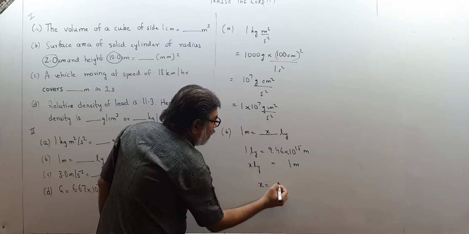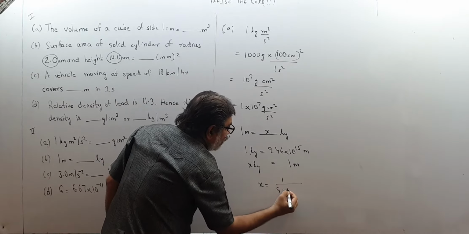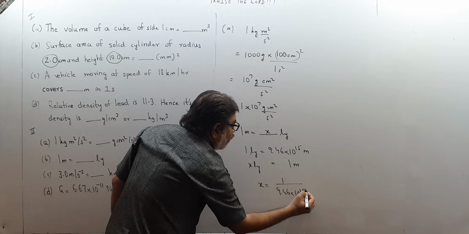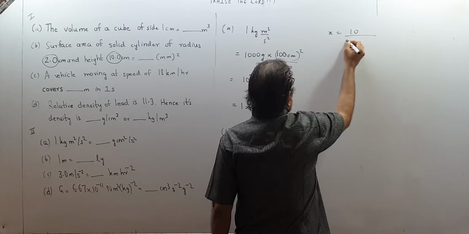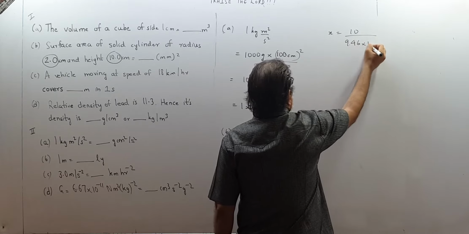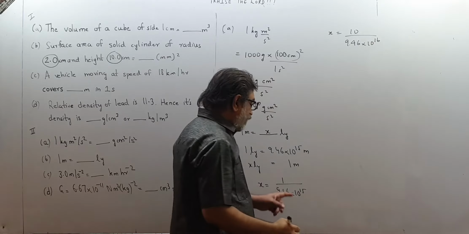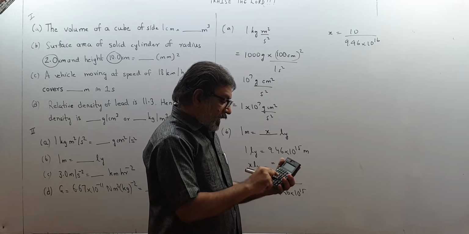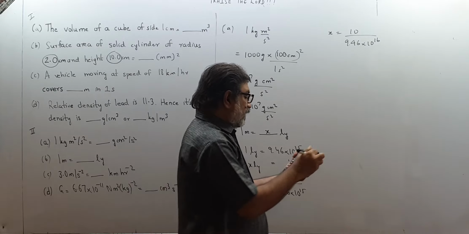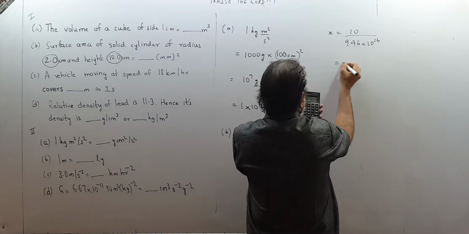So x will be 1 upon 9.46 into 10 raised to 15. So I can write x as 10 upon 9.46 into 10 raised to 16. I multiply and divide by 10 so that I can divide by 10. So 10 divided by 9.46, that is 1.057, something like this, 08 like this, into 10 raised to minus 16, this one.